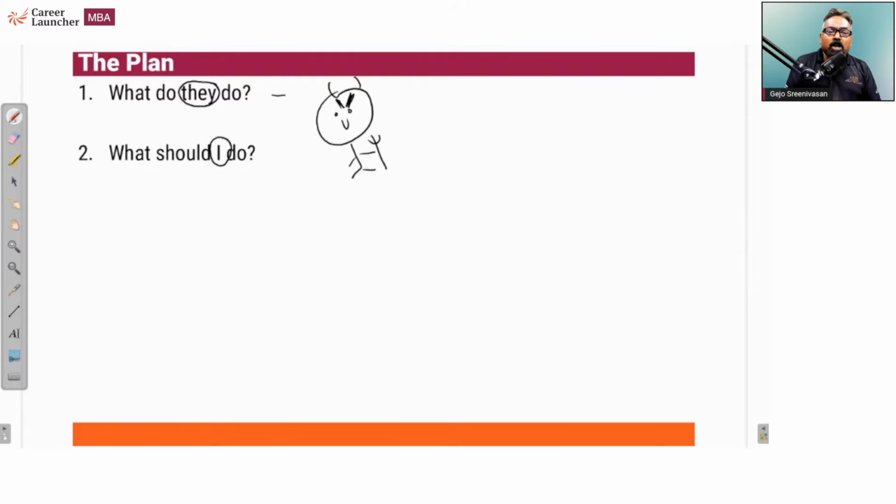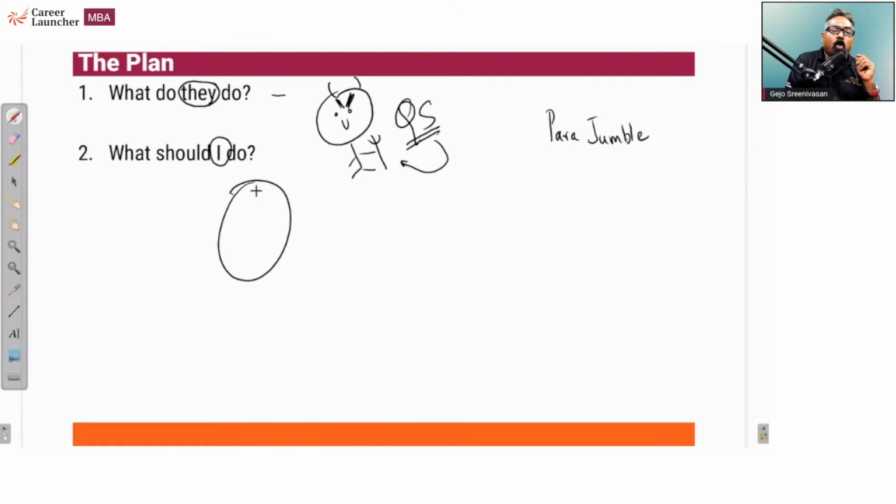So, therefore, in the context of paragraph jumble, it is also important for me to understand exactly how my question setter creates the question. What is this guy thinking? Now, we might think, what is there in paragraph jumble? What is paragraph jumble after all? One paragraph is taken. It has got 4 sentences. These 4 sentences are jumbled and then given to us, and we have to put them in the right order.